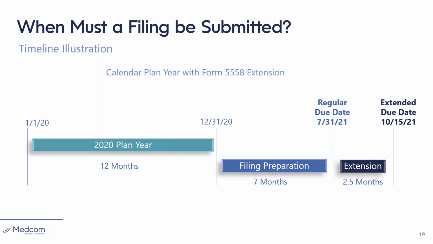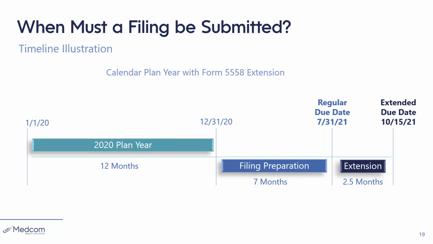So you have a calendar year plan. It runs 1/1 to 12/31. Your regular due date is 7/31. For whatever reason, we need to extend it. You can submit the extension by 7/31. You get an automatic 2.5 months. It's now due by October 15th, 2021.